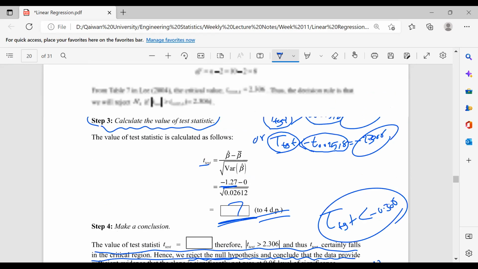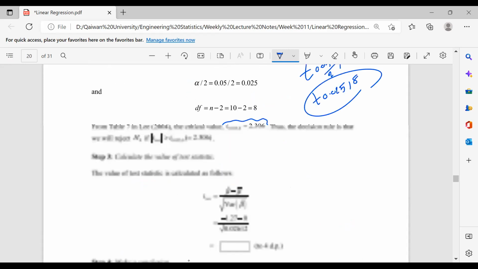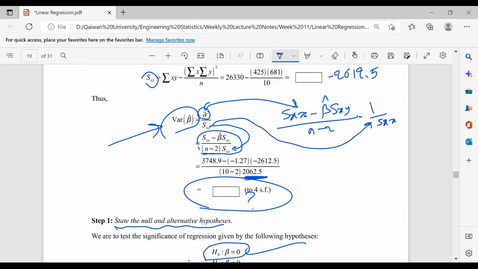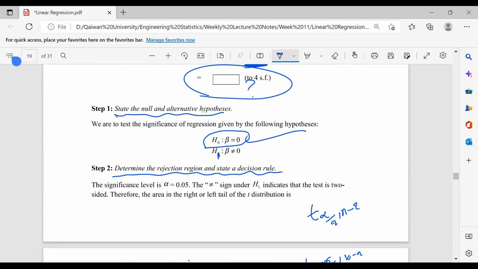Look, if we reject H naught, what's H naught? We said H naught is beta is 0. Beta, we let it be 0. If that's not true, that means beta is not 0. Okay?